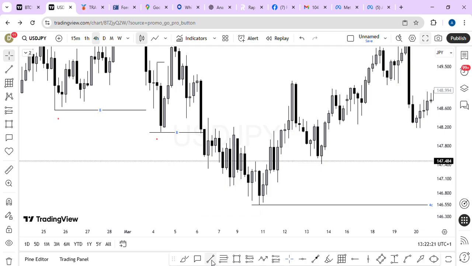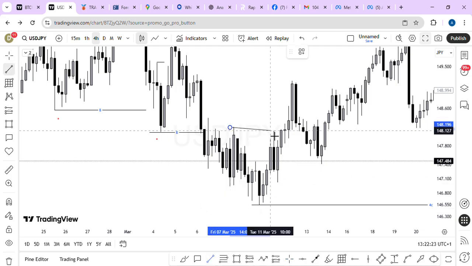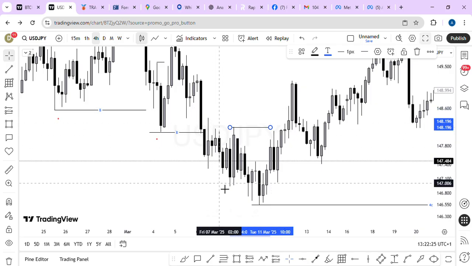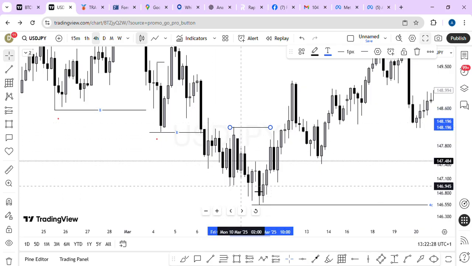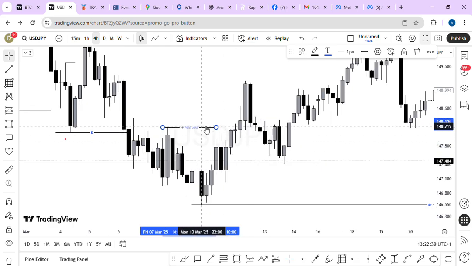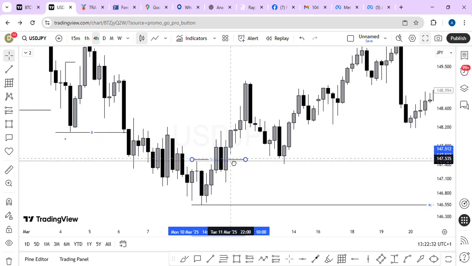So where is going to be our inducement? This is going to be our inducement because this is the last valid pullback the market did. No, we have another one here, so you can see. So you have to pay attention to it.